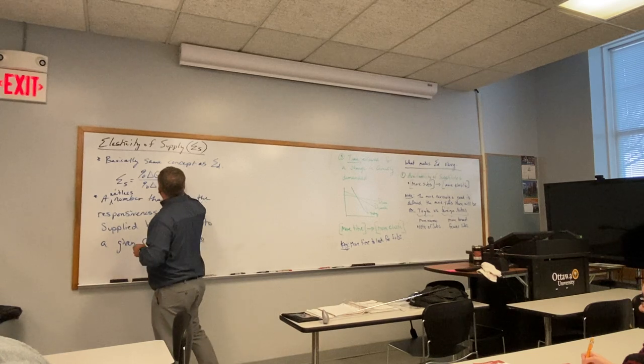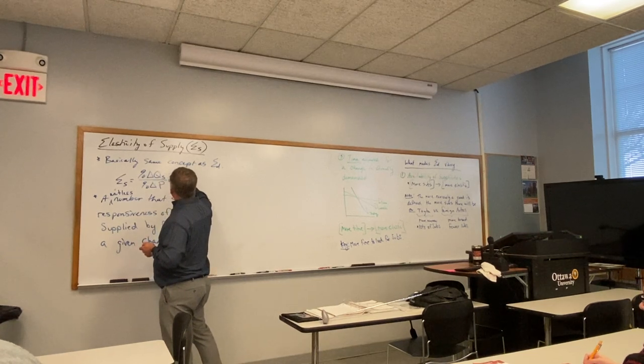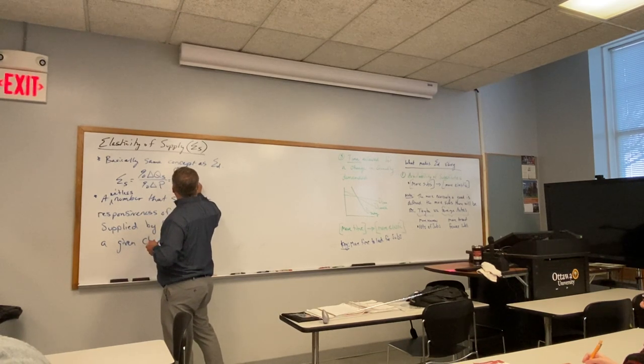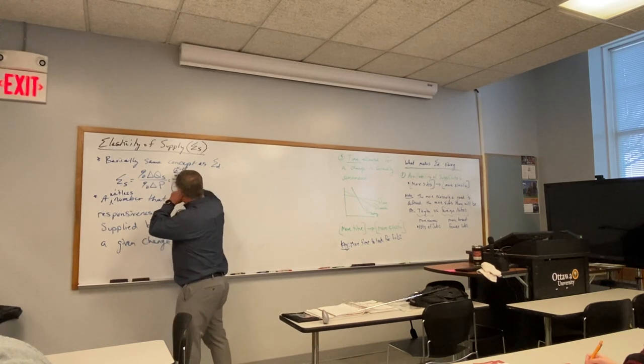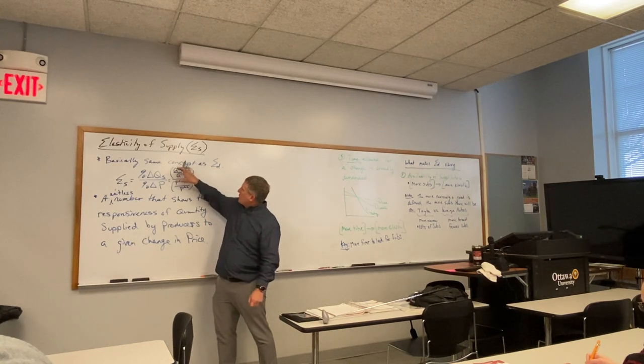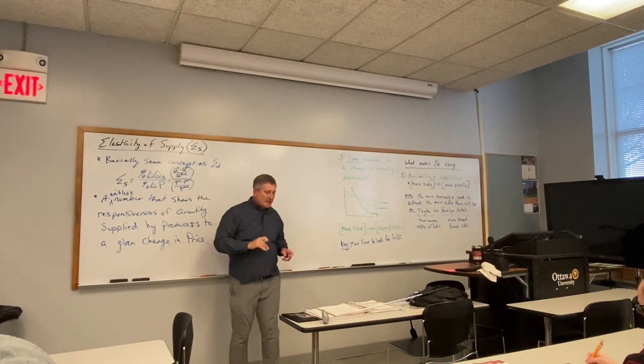So the formula still works out the same, of the new number minus the old number divided by the average of the two, all divided by the new price minus the old price divided by the average price. So we have a percentage change formula that's modified slightly by this average business.